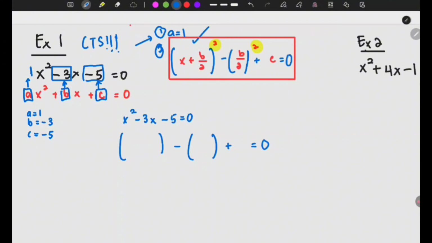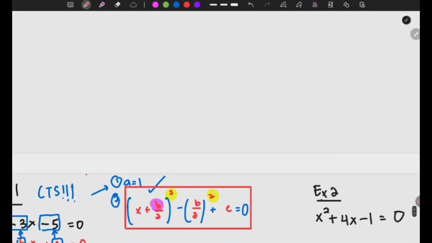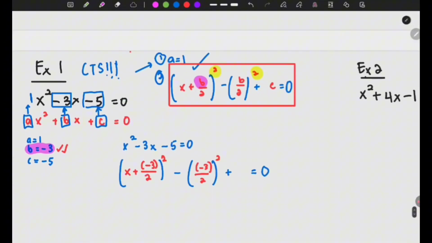Alright, so now let's substitute inside. Your x, put x. Your b, what is your b? Negative 3, right? So your b is negative 3. Put negative 3 over 2, squared. Minus, and b again, negative 3, so negative 3 over 2, squared. And your c is negative 5, so put negative 5.